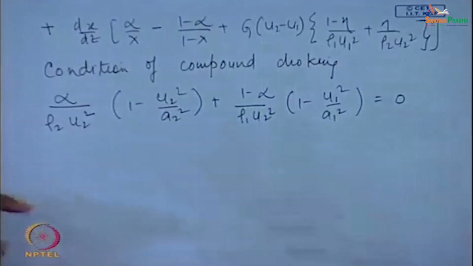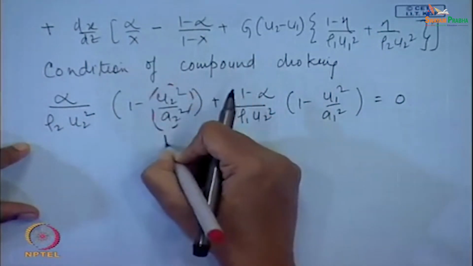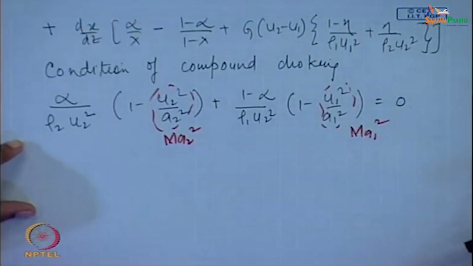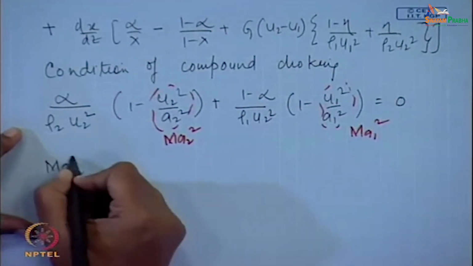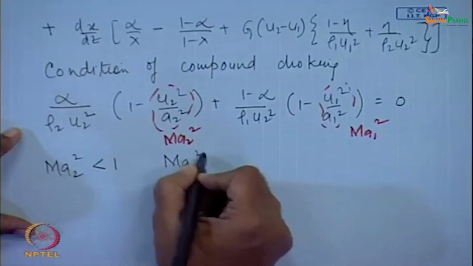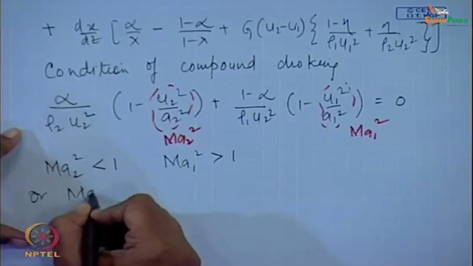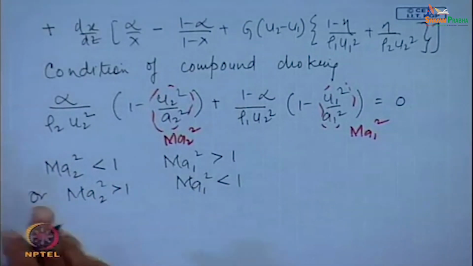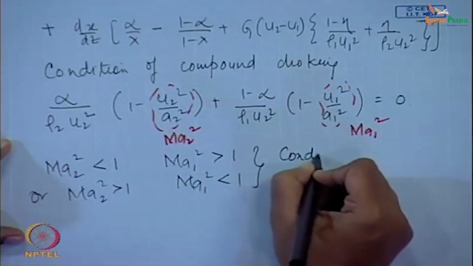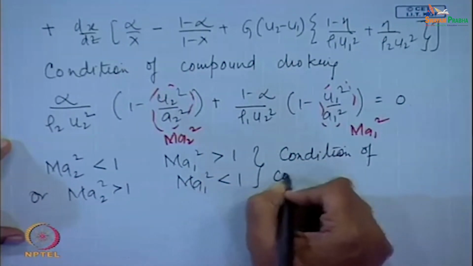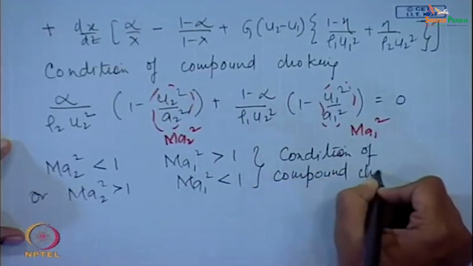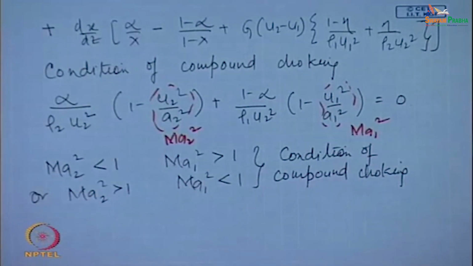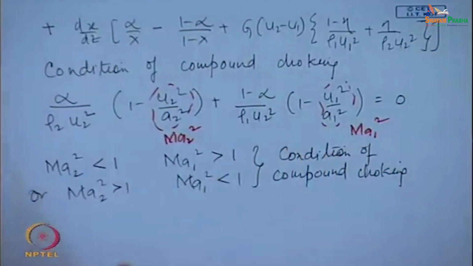When this particular term is nothing but Ma2 square, and this is nothing but Ma1 square, correct? Therefore, we can have compound choking when Ma2 square is less than 1 and Ma1 square is greater than 1, or Ma2 square is greater than 1 and Ma1 square is less than 1. Only under that condition we are going to have it. Therefore, if both of them have to be equal to 0, definitely under that condition we are going to have choking.